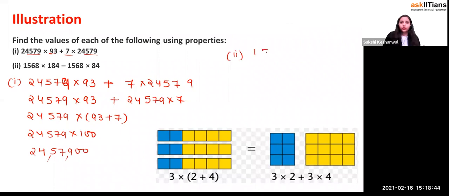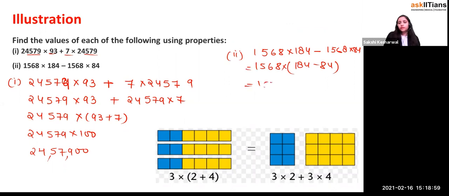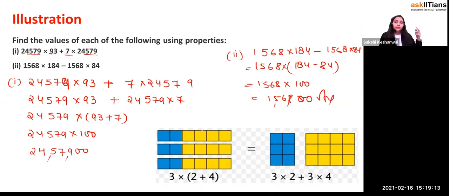It says over here again 1568 into 184 minus 1568 into 84. Again 84. Now what you can do, you can take 1568 common, again multiply 184 minus 84, right? So this is equals to what, beta? 1568 into what? 100. So this is equals to what? 1568 into 100 is your answer, right? So this is equals to what? 1,56,800. So this is called the distributive property in a vice versa form. We did the question where we multiplied 763 by 103. So you can do this question like this also, right?